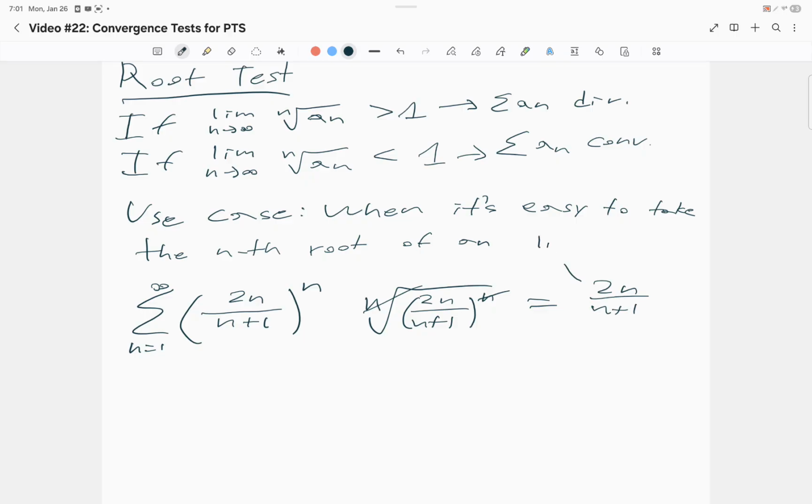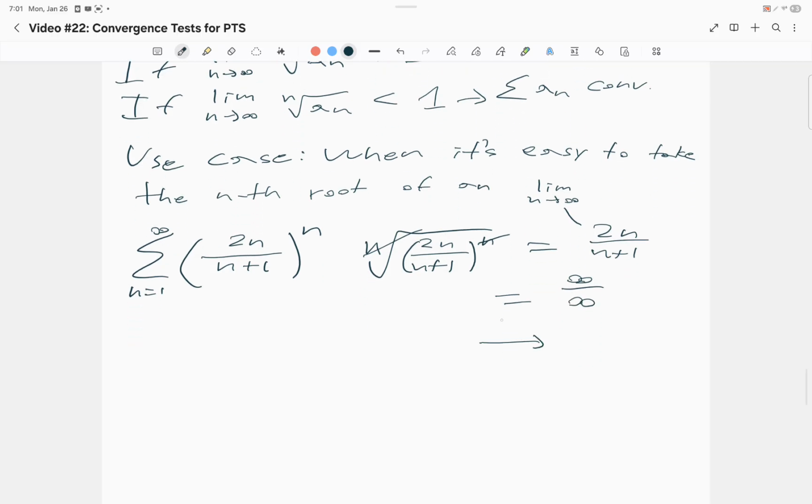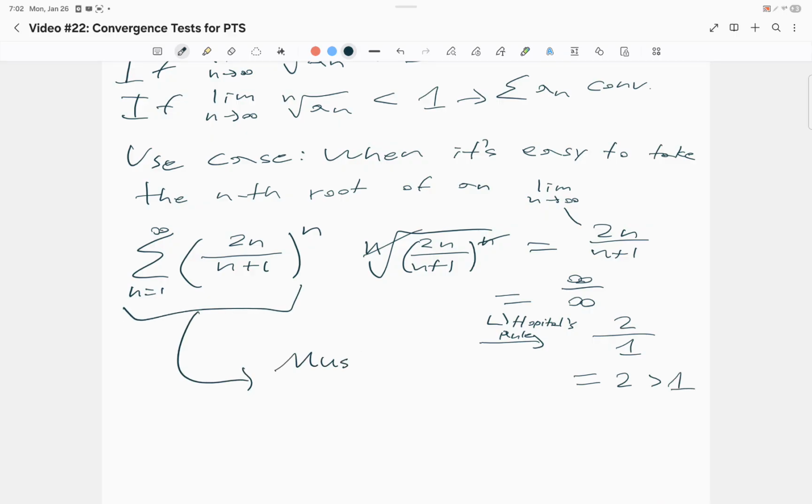And if we take the limit of this as n approaches infinity, technically you could do L'Hospital's rule here, since you're going to get infinity over infinity. And that's going to get you 2 over 1, which is 2. But that's greater than 1, so therefore this series must diverge by the root test.